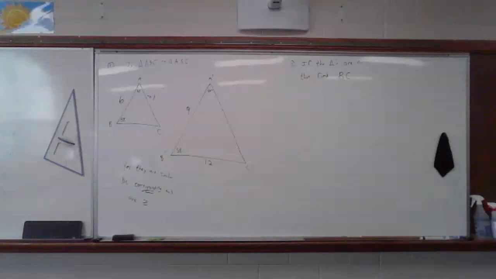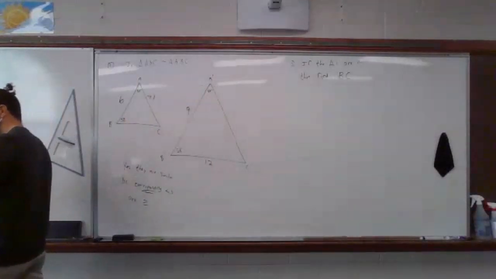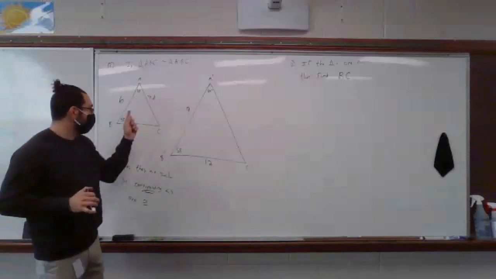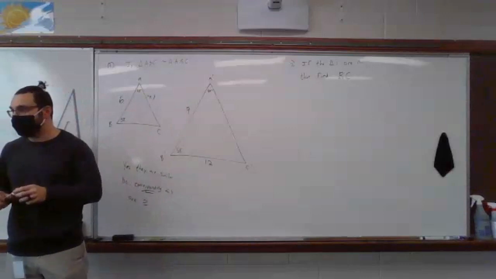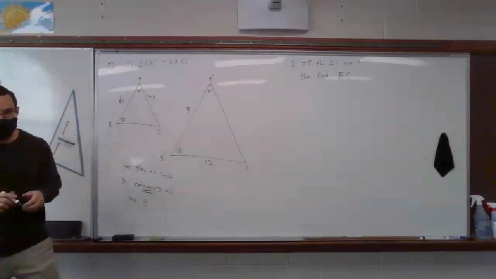So, now we need to find BC. And this is where the other portion of similarity comes in. We know that similarity means all corresponding angles are congruent. 41, 41, 58, 58. We know the third angles have to be congruent. That's great. The other part was corresponding sides must be proportional.